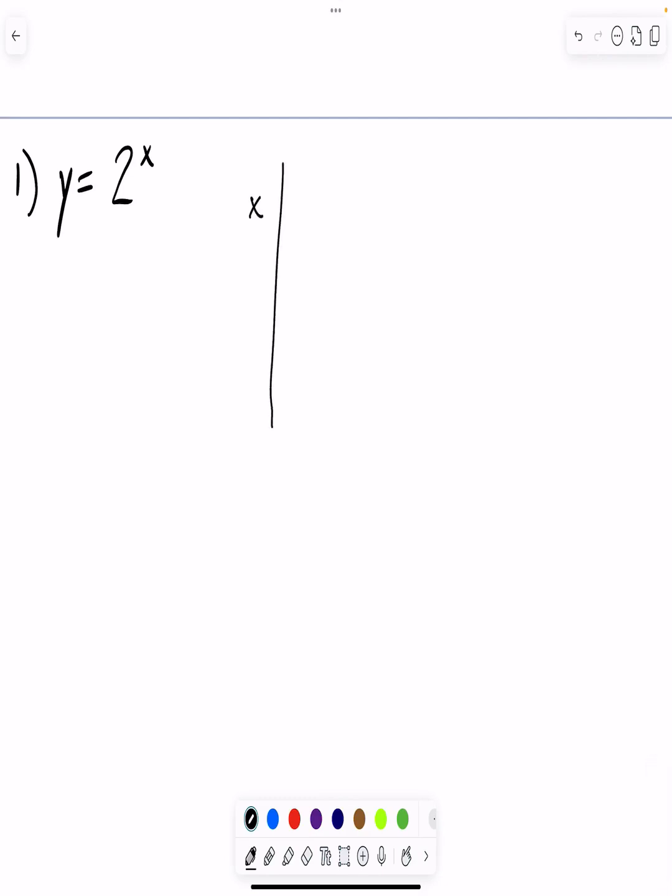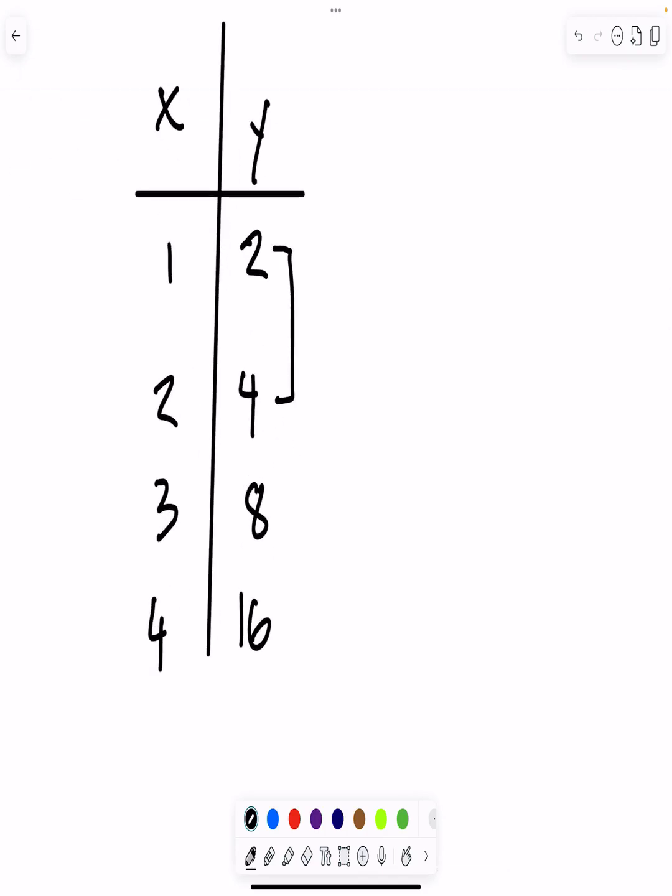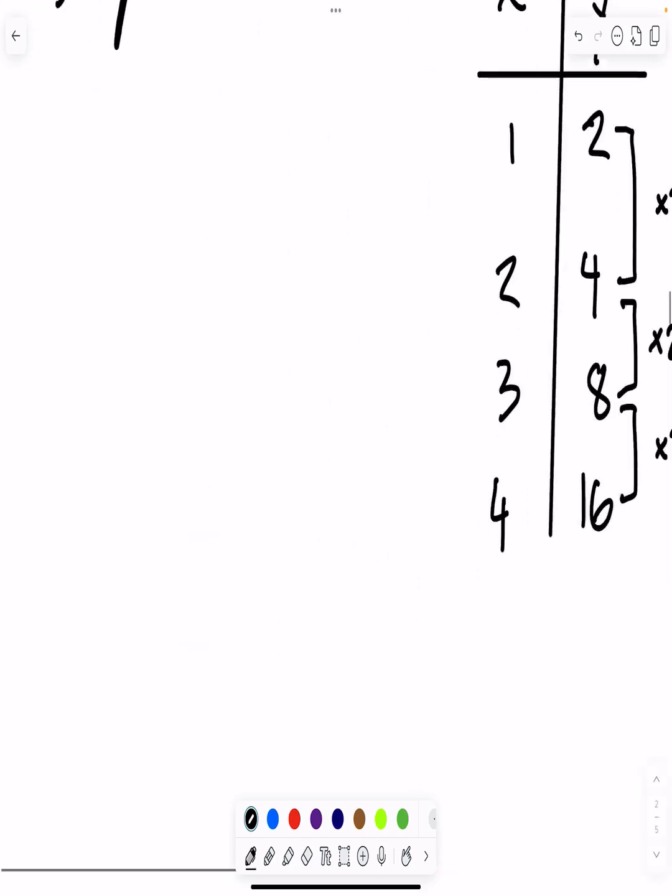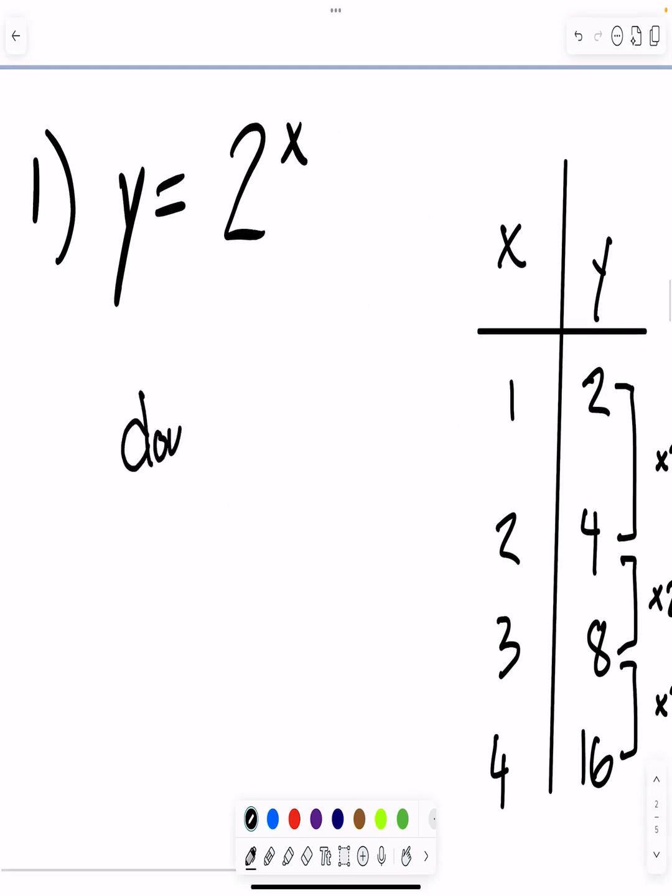What I like to do first is always draw my x and y values. So we have 1, 2, 3, 4. 2 to the power of 1 is 2, to the power of 2 is 4, to the power of 3 is 8, to the power of 4 is 16. Let's notice the pattern. To get from 2 to 4, I have to multiply by 2. Same thing to get to 8, same thing to get to 16. We would call this a doubling sequence.